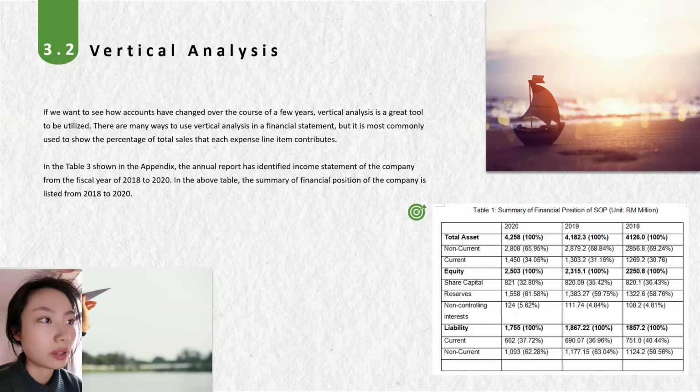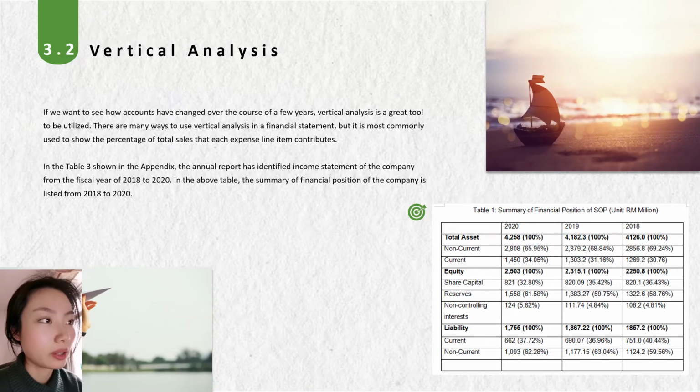In the aspects of the equity, the reserves have 59.75%, followed by share capital, 35.42%, and 4.84% of non-controlling interests. Lastly, the liability is comprised of currents and non-currents, which respectively have 36.96% decreased and 63.04% increased of the total liability in the fiscal year of 2019.